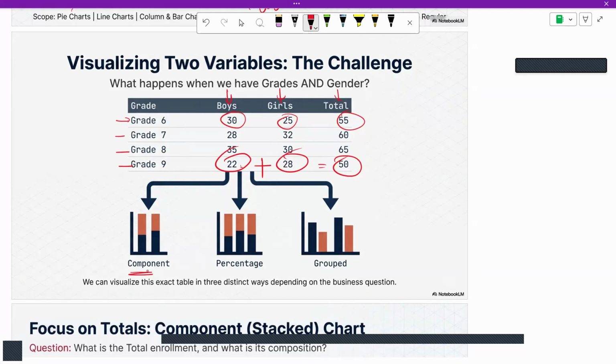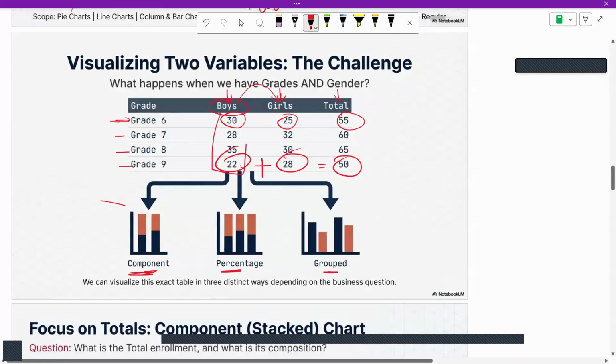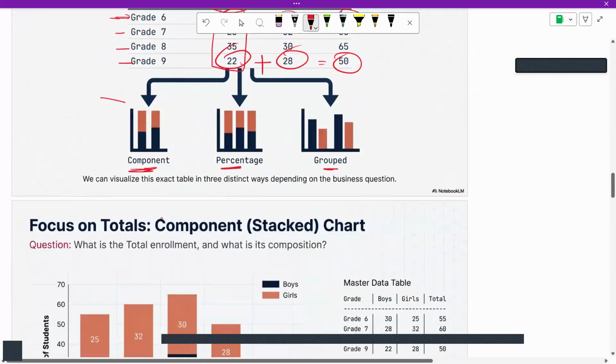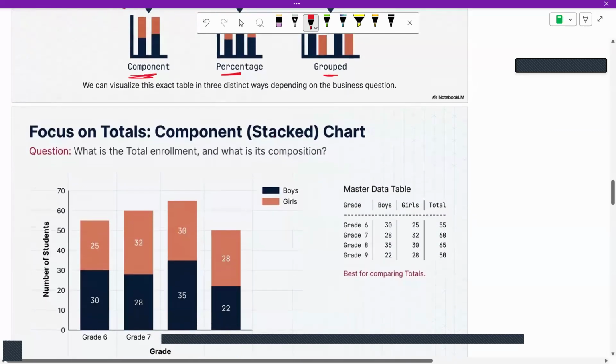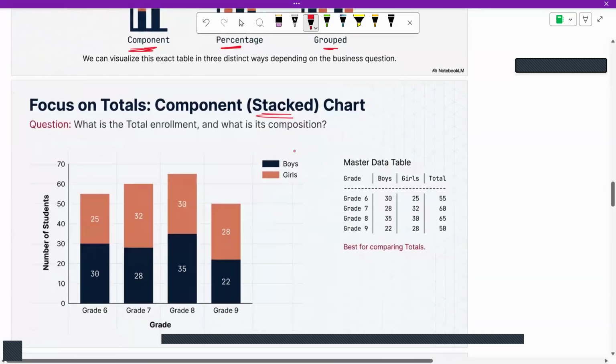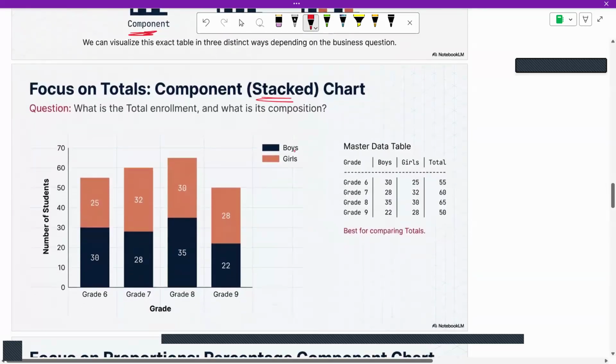There are three ways: component, percentage, and group. First, we will look at the component. Right? In each class there are two components, boys and girls. You can decide either to place boys first, and after that, place girls. If you decide to place boys first, you simply draw the chart. This is called a component chart, or sometimes a stacked chart. Let's see what the technique is.